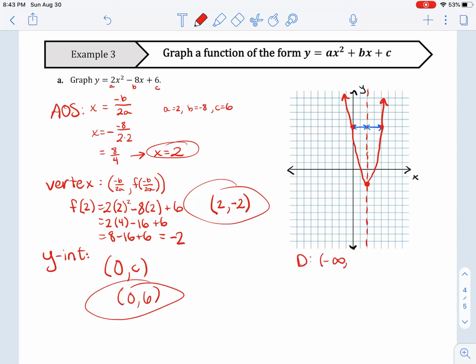And then I can go on to say the domain is negative infinity to infinity. And my range here, my minimum value here, comes directly from the vertex. My minimum value is negative 2 to positive infinity.